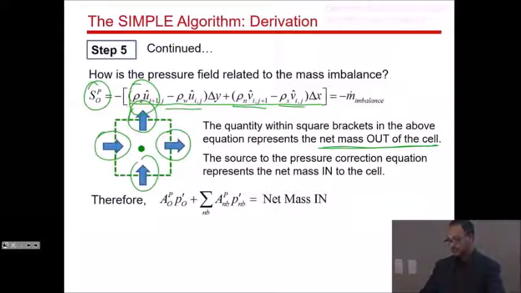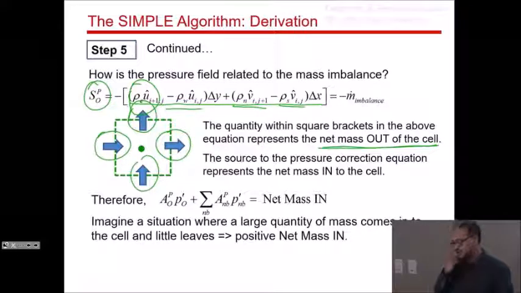So what we're saying is my pressure correction equation is as follows. I have A naught P naught prime plus the sum of the neighbors is equal to net mass imbalance into the control volume. Now think about it physically. Imagine a situation where you have too much mass coming in and not as much leaving. So you have calculated a velocity field from your momentum equation which makes too much mass come into a control volume and not as much leaving. So now we are asking, if that happens, what's going to really happen to the pressure in that cell, in that control volume?